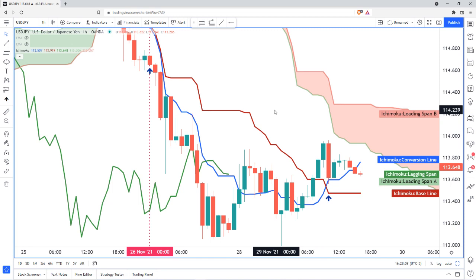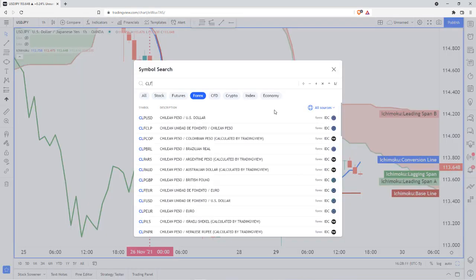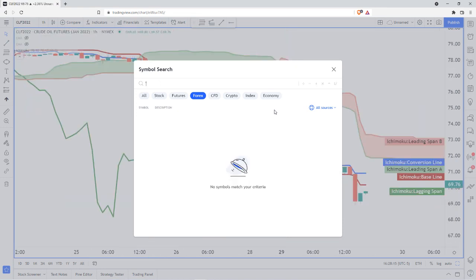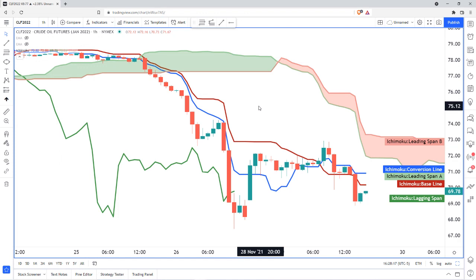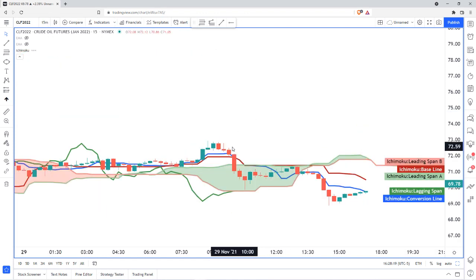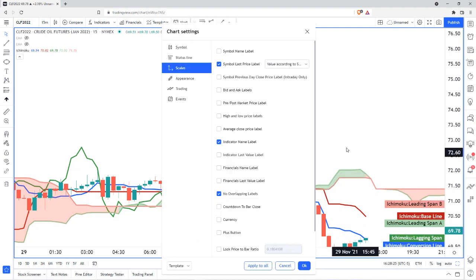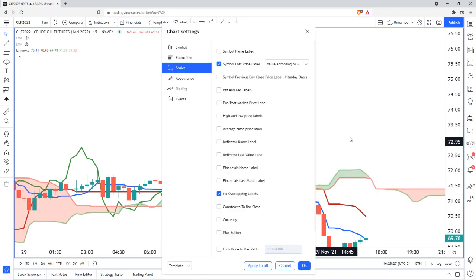And we can take a look at this on a different security. As I mentioned, you use it on futures, so maybe CLF 2022. Oops, crude oil. And I'll go down to a 15-minute time frame. So same thing, I can use this. I'm going to get rid of those labels. I actually don't want them there. It's too much. There we go.